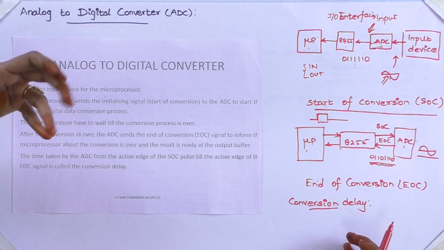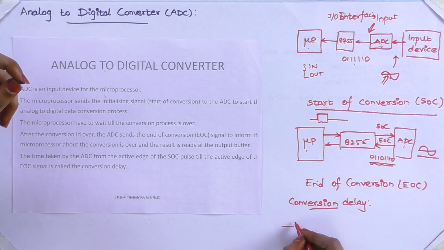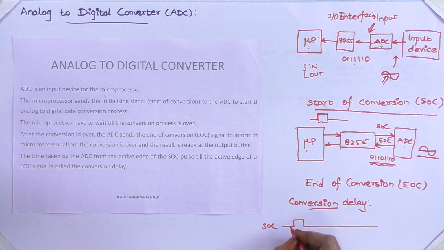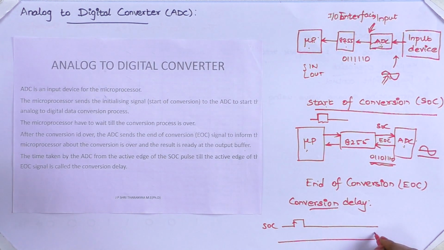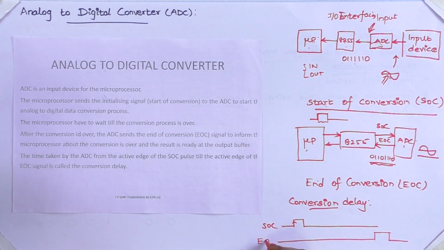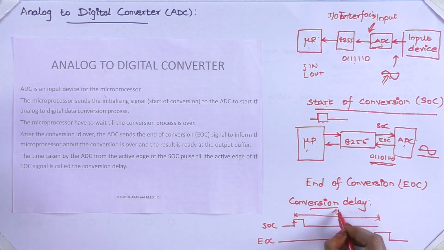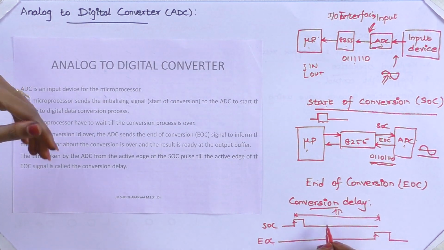If we want to say it more technically, consider this as your start of conversion. The time from the active edge of start of conversion till the active edge of end of conversion is known as conversion delay. This would be the technical definition, and more simply, the time taken by the converter to complete its conversion from analog to digital data is known as conversion delay.